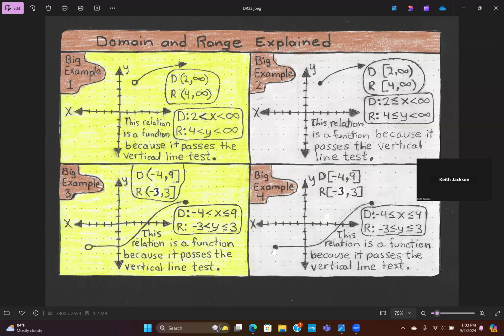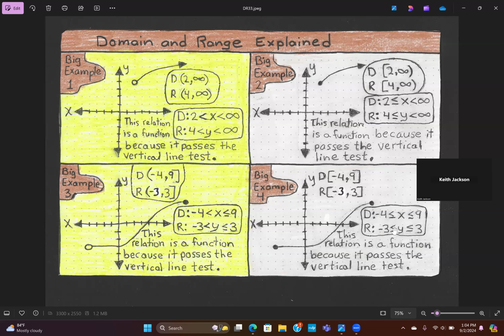We have a shaded circle here at -4 for our domain value, and we have another shaded circle at 9 for our domain value. I want to make sure I'm keeping it clear. Domain is the x values, while range is the y values. And so as you can see right here, we have a set of brackets for the -4 as well as the 9, because it shows that -4 is included and 9 is included.